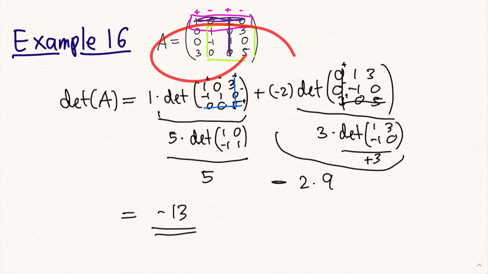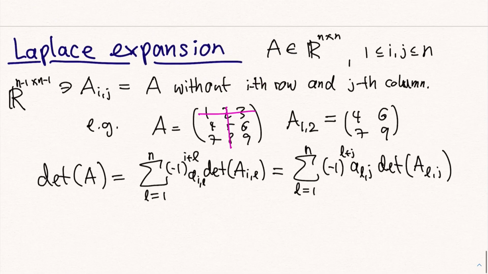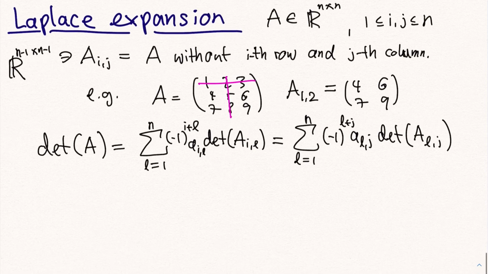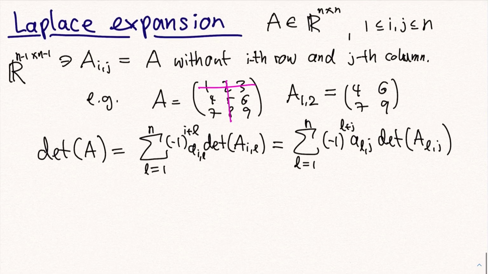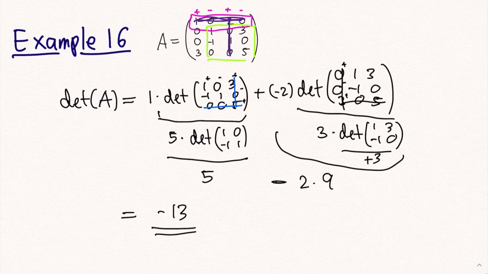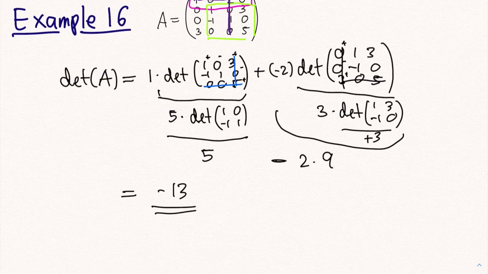But of course, instead of taking the first row, you could take the first column, or here the third row, and so on. And this is quite a helpful tool, this Laplace expansion, to calculate determinants of matrices which have a lot of zeros, because then you can always choose a column or row with a lot of zeros and reduce it to a problem of calculating the determinant of smaller size.